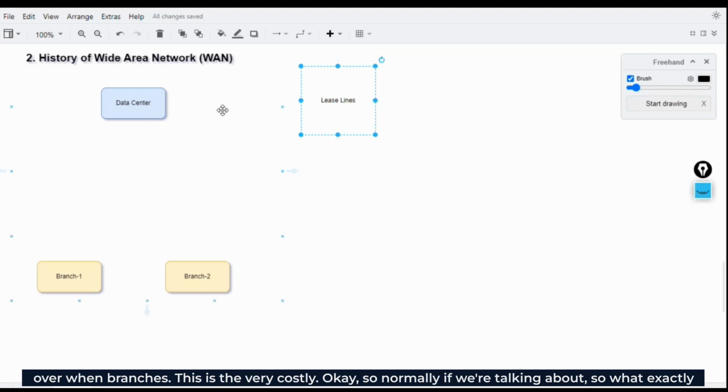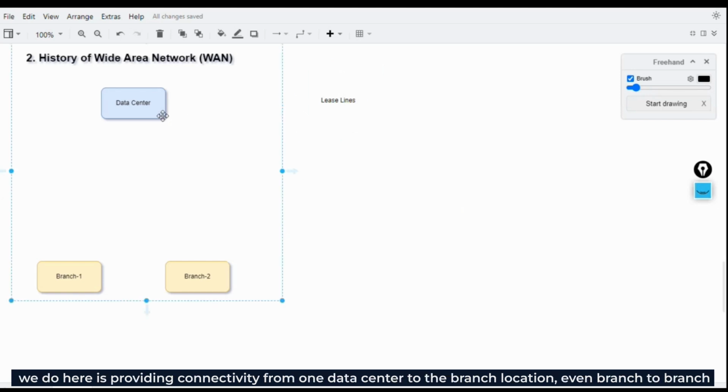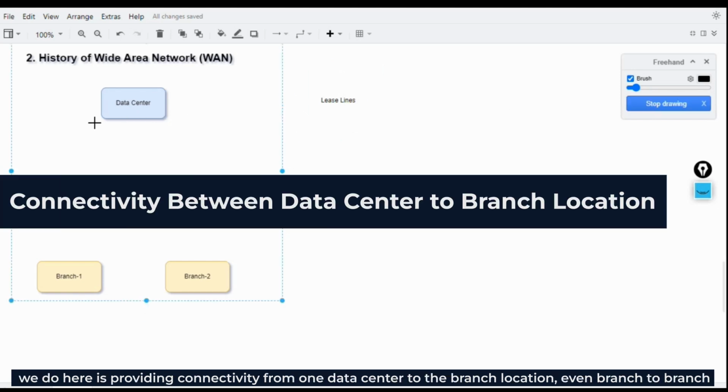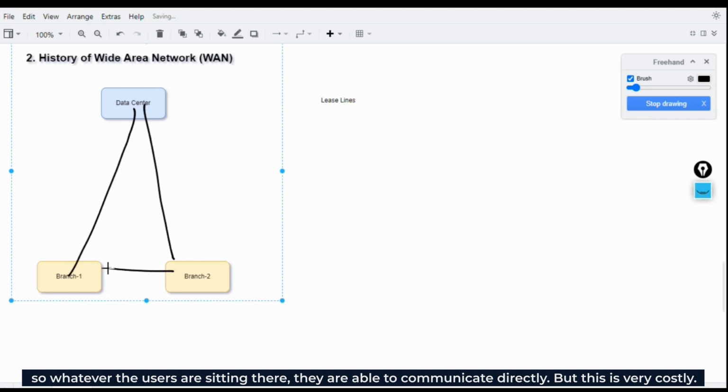What it does is provide connectivity from one data center to my branch location, even branch to branch. So whatever users are sitting there, they are able to communicate directly. But this is very costly. Just take an example: we are discussing two branches right now, but we may have 100 or 1,000 branches, one branch in the US and another in India or Europe. Then we need very long cables going under the sea, and there are too many costs.